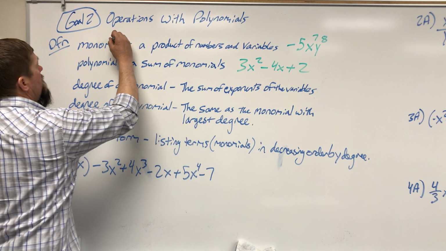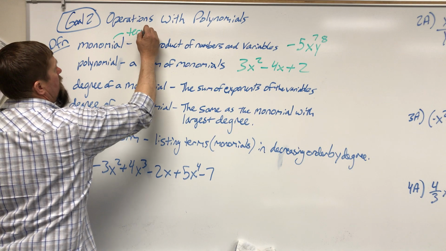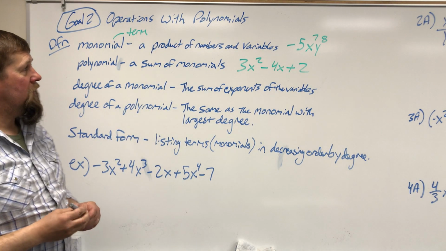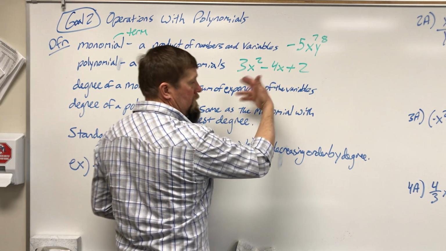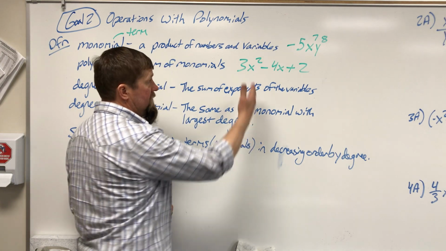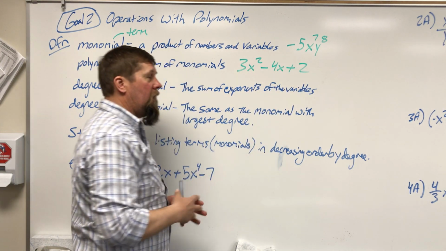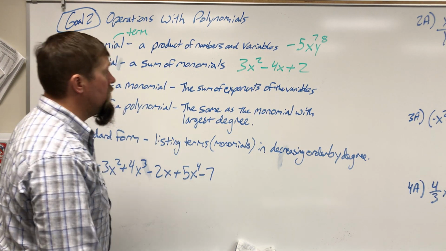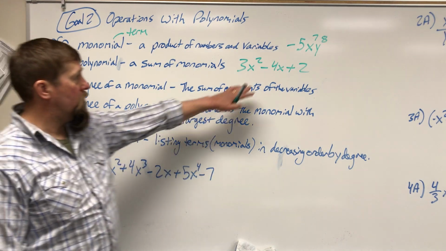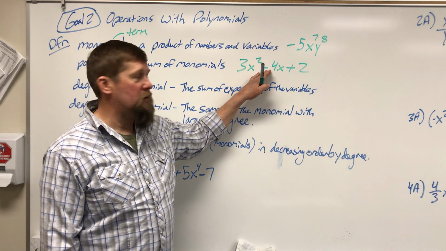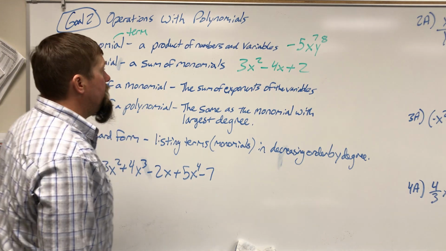Okay, so a monomial is also called a term. And so if you have more than one, this is called a trinomial, which is a polynomial because there's 3 terms added together. Now I know this is a subtraction, but adding and subtracting is the same thing, per se.